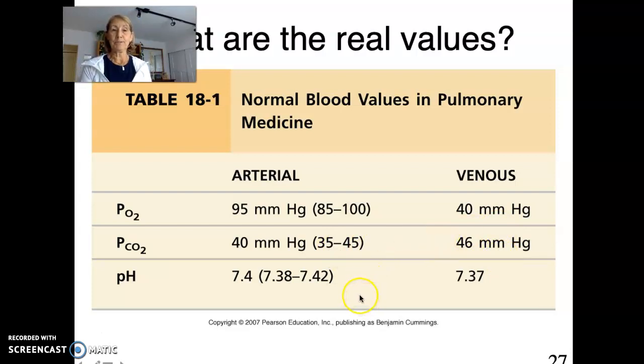This is important too. What's the pH? So pH has to be dead on, right? 7.38 to 7.42. We're very fussy about our pH. So those are the values that we're looking for to see that everything is functioning in the respiratory system.